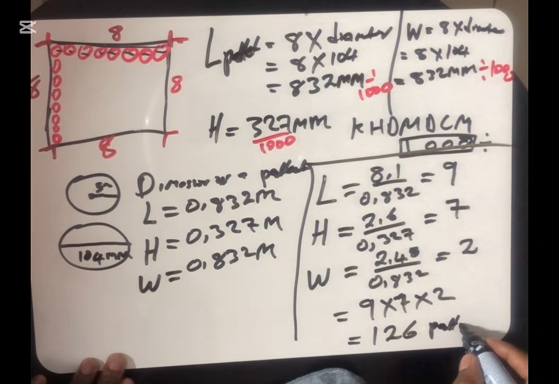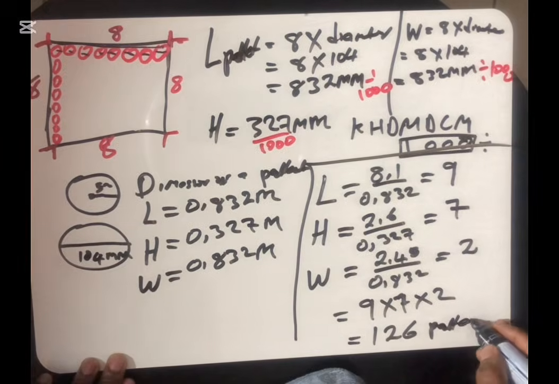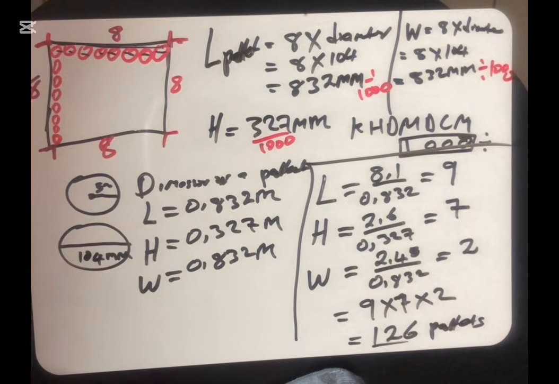126 pallets. We are calculating pallets. I just want to confirm. Yes, pallets. 126 pallets. This is how we calculate this one. It's 8 marks. It was all about you understanding how to find the length and the width of the pallet using the diameter that we are given and converting everything to the same units. Then from there, you just divide length by length, height by height, and width by width.